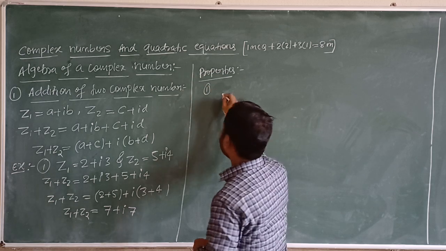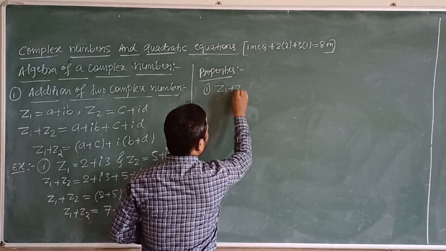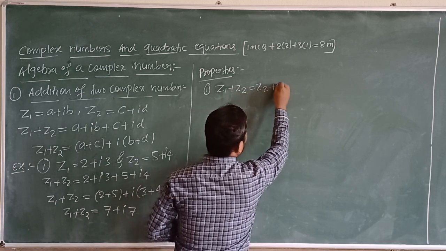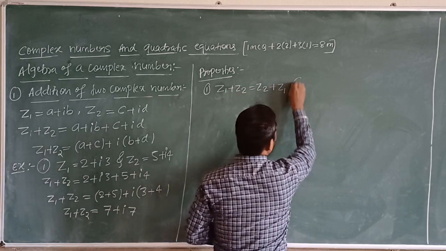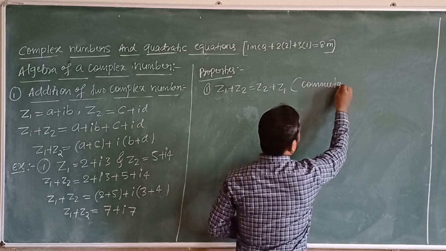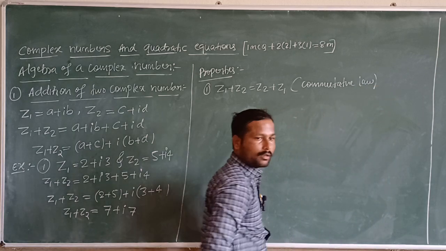The commutative property says that z1 plus z2 is equal to z2 plus z1; both the answers are the same. So this one is said to be the commutative law.